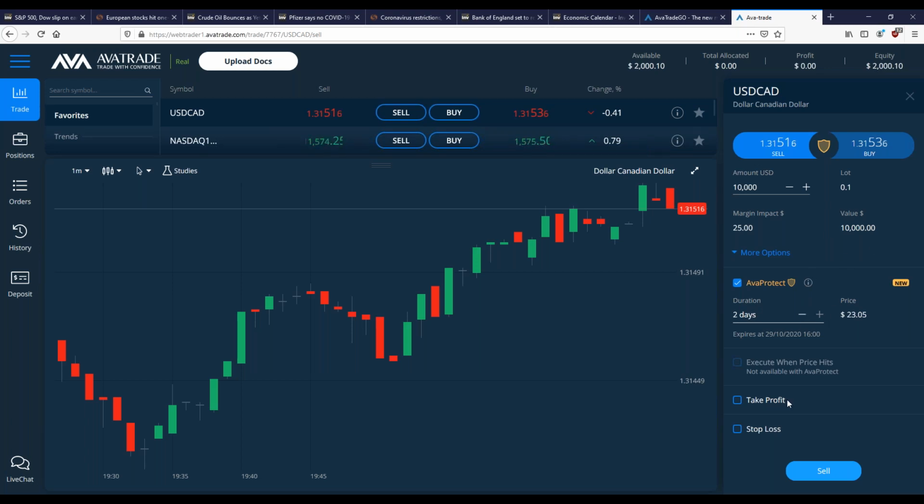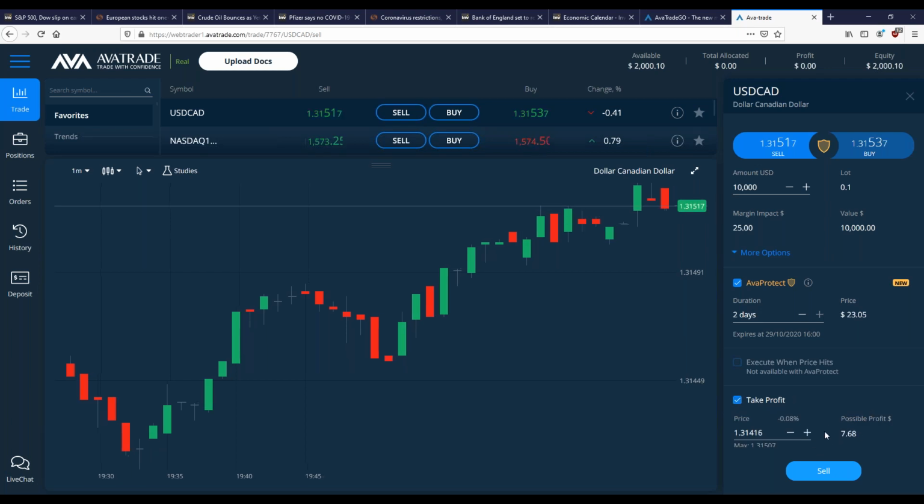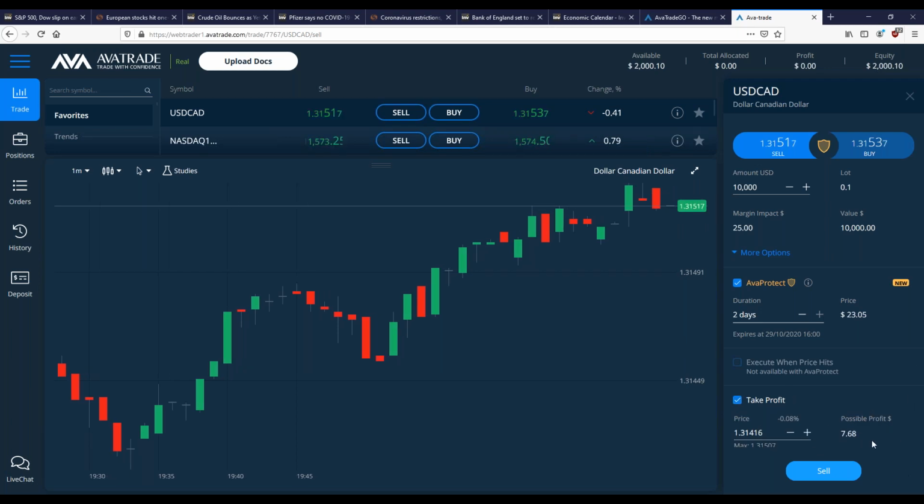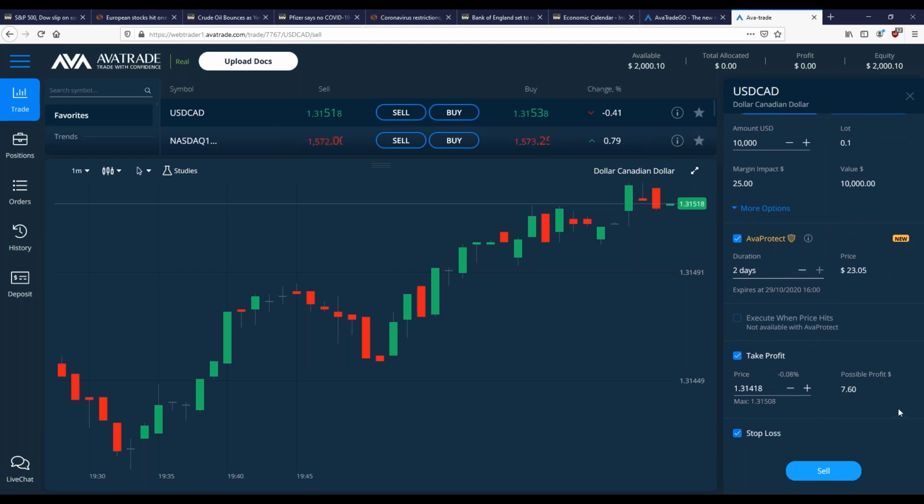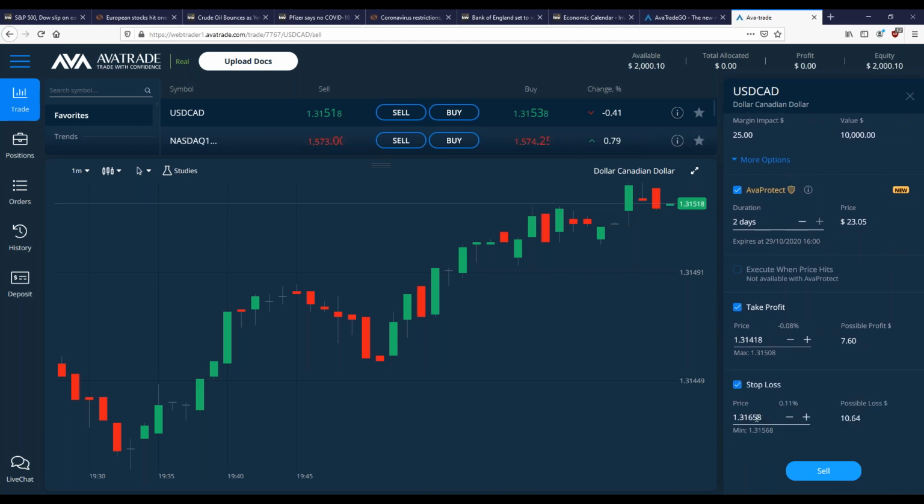Very nice tool. Take profit, you see, tells me my risk, possible profit for the take profit, and it'll tell me my risk on the stop loss, possible loss. As I adjust my stop loss price or take profit price, it tells me in my account currency my risk and my potential profit. So it's very nice.